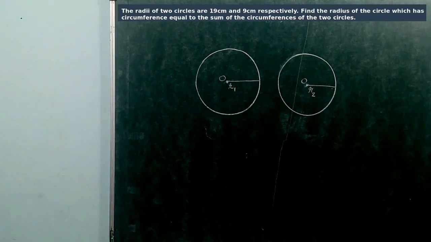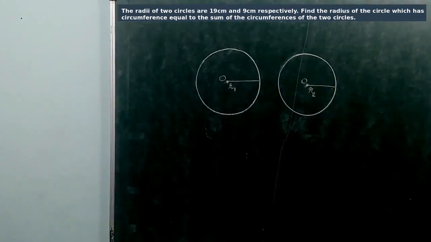The radii of two circles are 19 centimeter and 9 centimeter respectively. Find the radius of the circle which has circumference equal to the sum of the circumferences of the two circles. Here, the radii of two circles are given. One is 19 centimeter and another one is 9 centimeter.